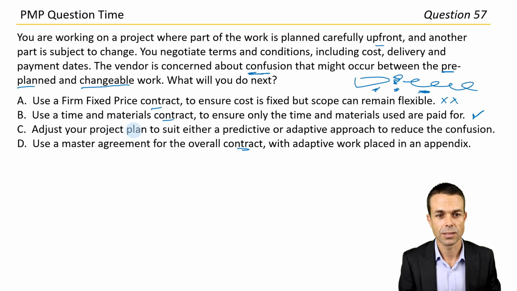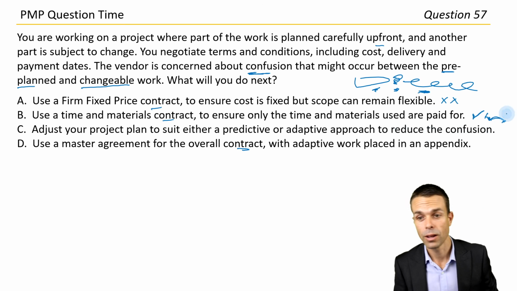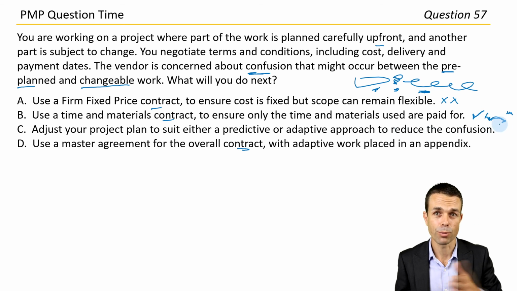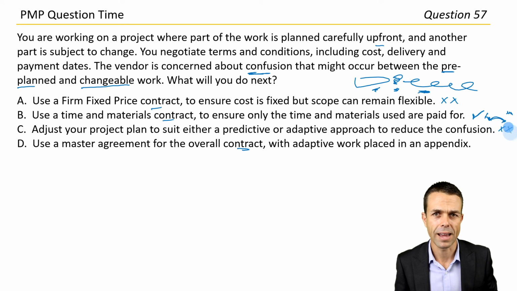Adjust your project plan to suit either a predictive or adaptive approach to reduce the confusion. So do we choose either one and just lock it in? Either one, agile or waterfall? I think we need to go with both. I prefer a hybrid method here. So we'll say no for that one for now.